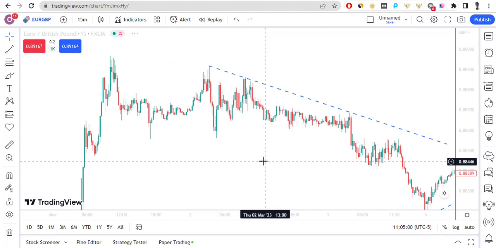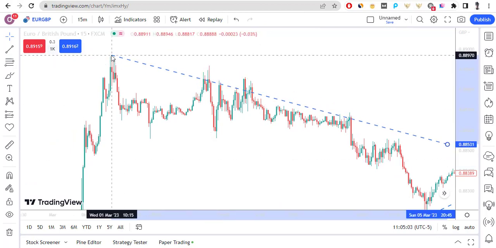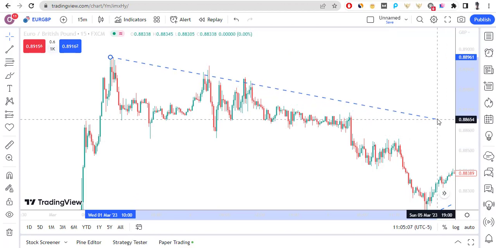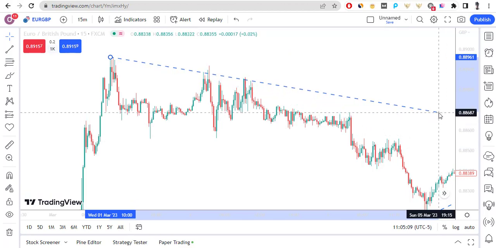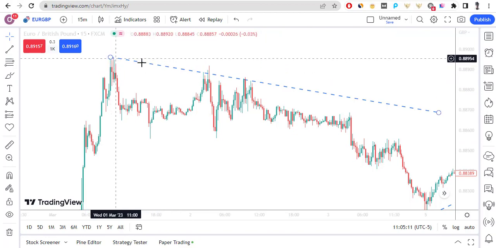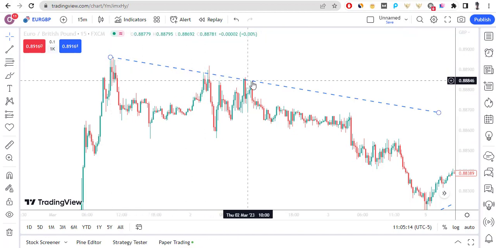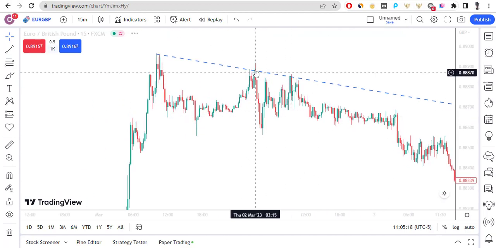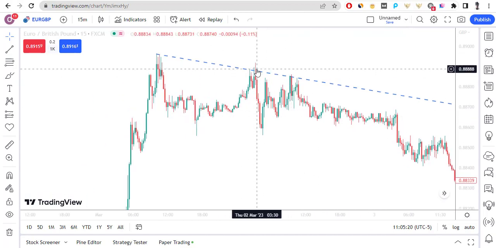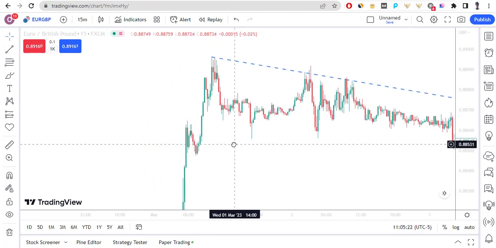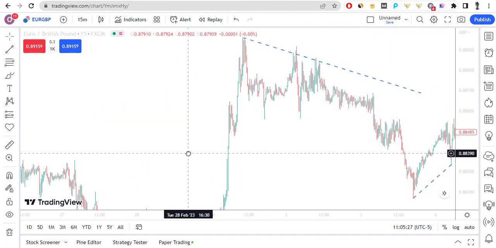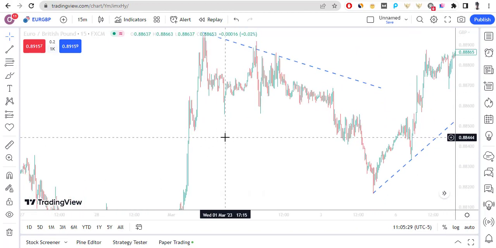Okay, we can also do this. First point, second point, third point, and fourth point. Even though some small breakouts might occur like this, it's nothing, it's negligible. I hope you learned how to draw your first trend line by now.